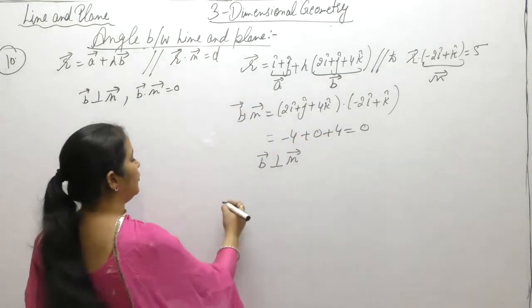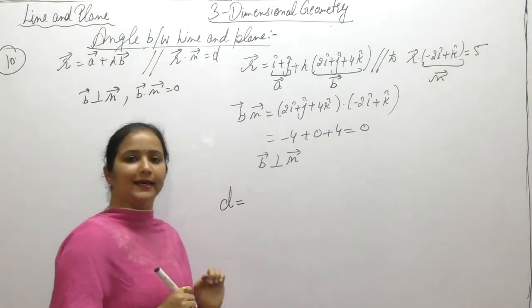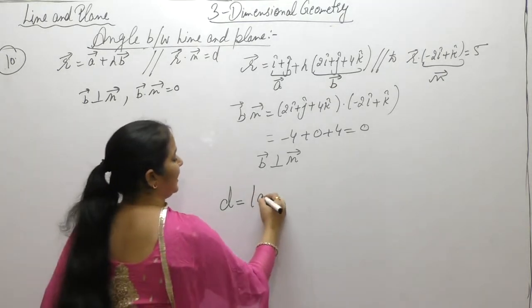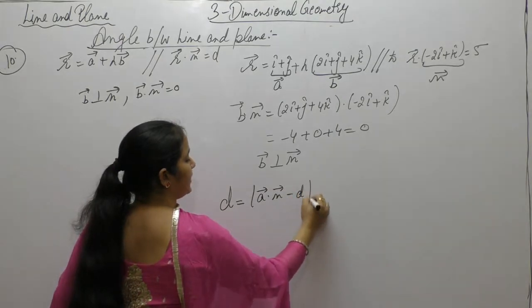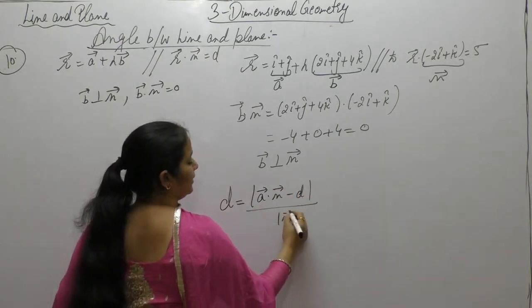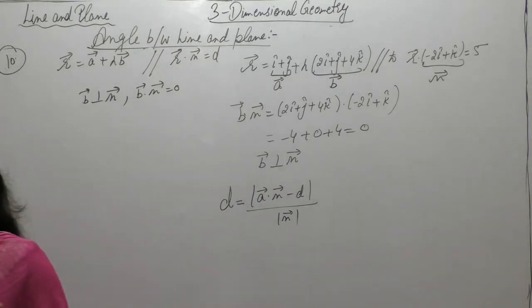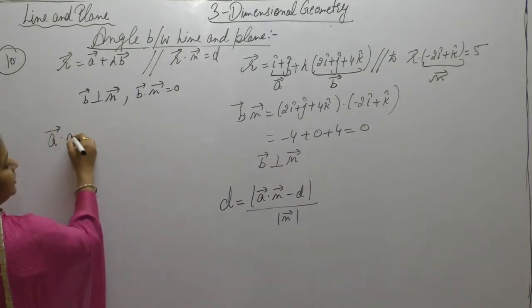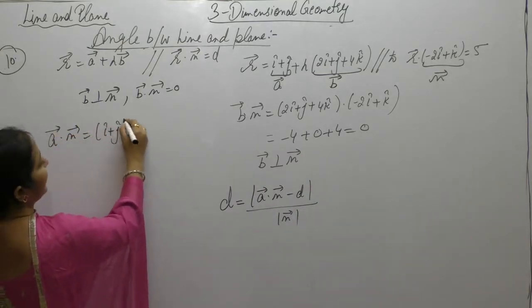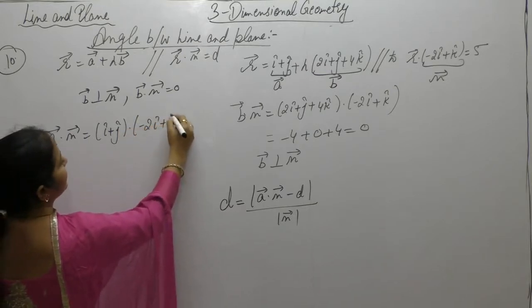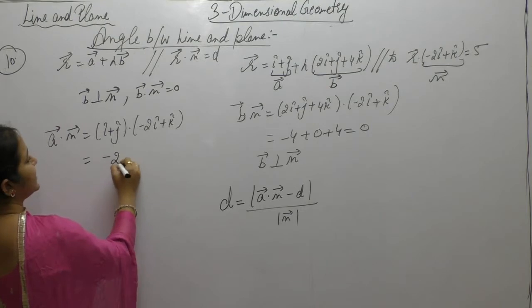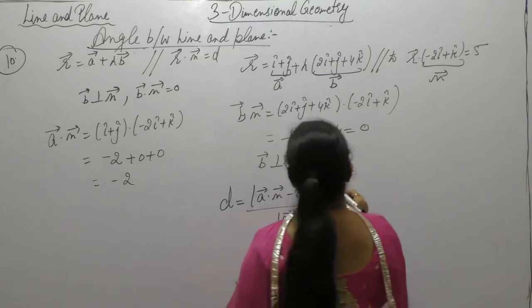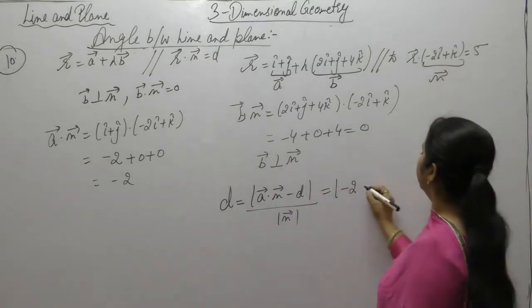Next, we want to find the distance between the line and the plane. The formula to find the distance between a line and a plane is |a dot n - d| upon magnitude of n. This is what we have to find the distance. Now a dot n: a vector is i + j dot (-2i + k). i dot i gives -2, and the j and k components are not there. So a dot n has value -2 and d has value 5.